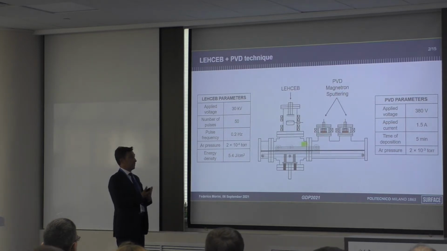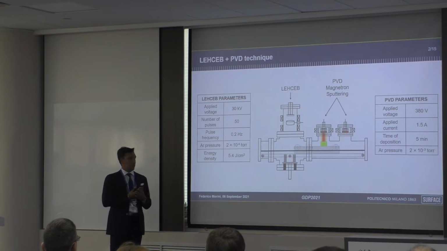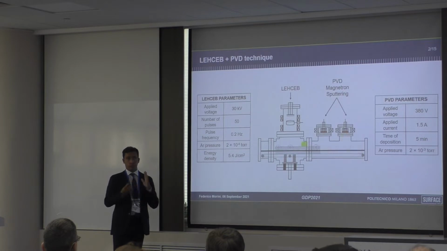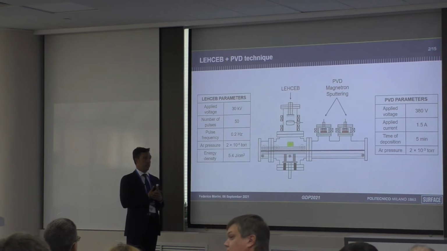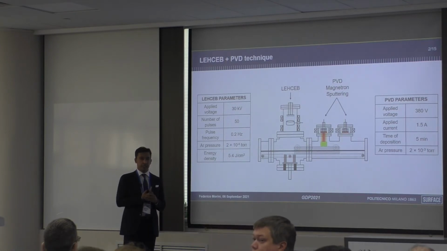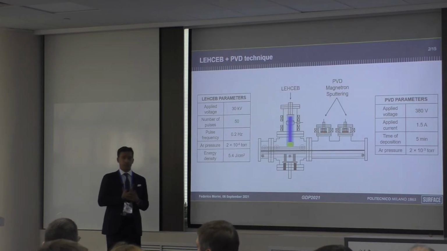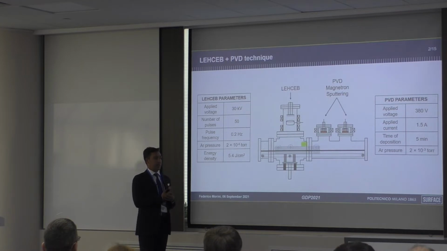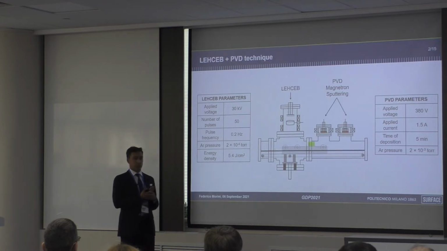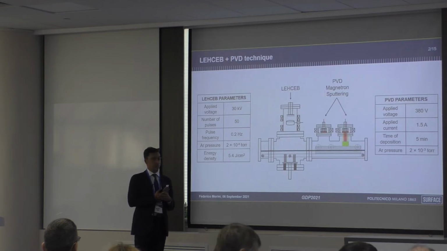For the synthesis of tungsten titanium surface alloys, we choose a fixed parameter in order to have an average composition, and in particular we applied for one target of tungsten with an applied voltage of 380 volts for 5 minutes. The current is also fixed at 1.5 amps, and we choose an argon pressure of 2 times 10 to the minus 3 torr in order to have a deposition with a certain amount of tungsten.